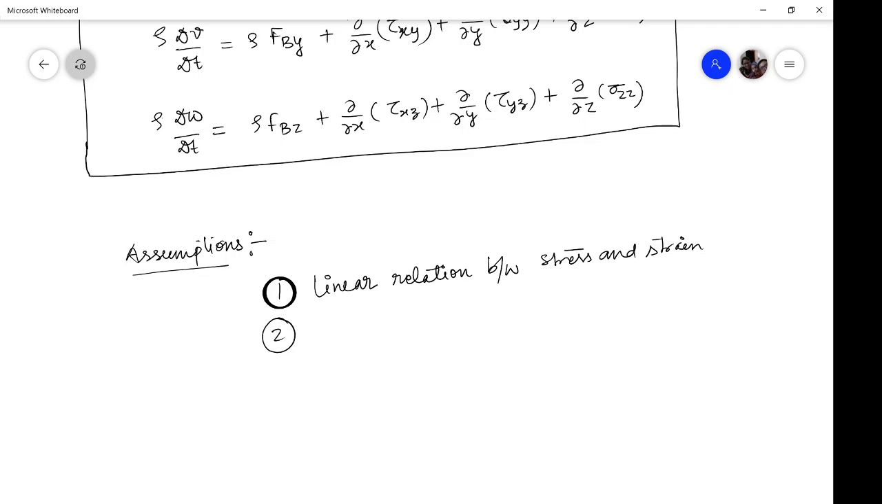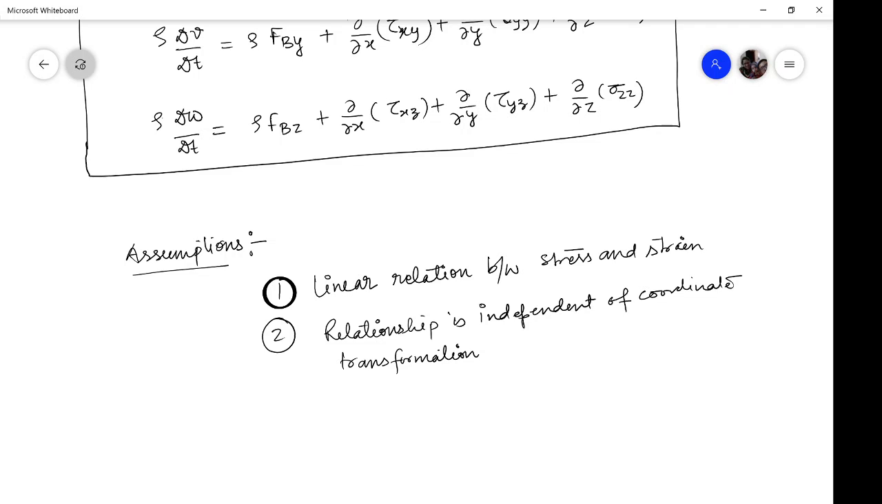Second assumption, the relationship is invariant with coordinate transformation. That means we are talking of a physical law. That means whether it is rotation or translation, the relation remains the same. So this relationship is independent of coordinate transformation. This is a very important assumption.